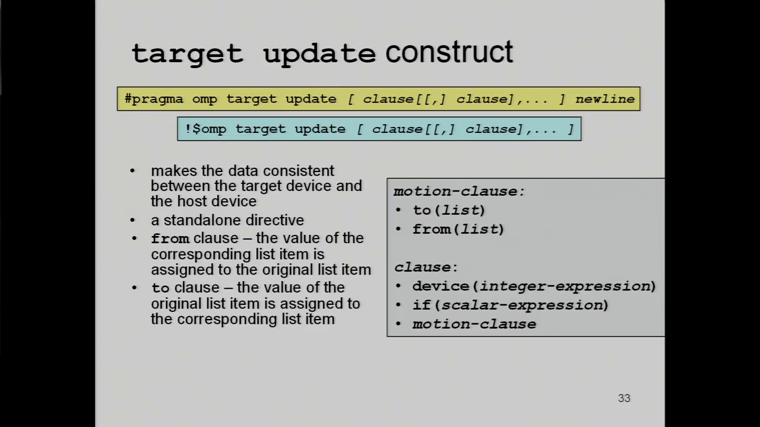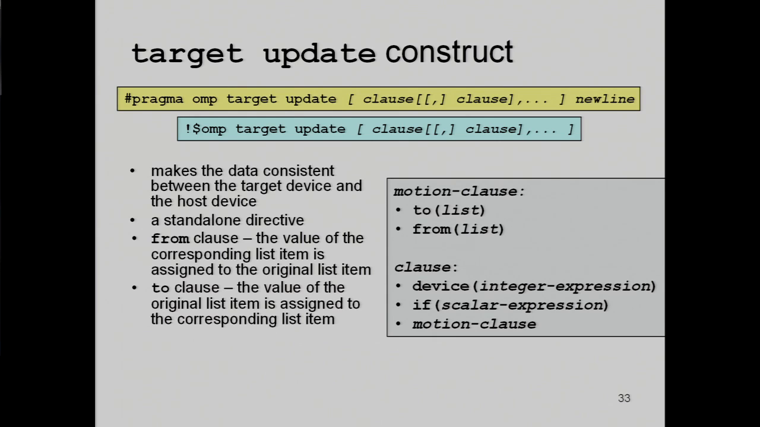Yeah. I already introduced this target update construct. This is to update data either from the host to the device or from the device to the host. So the whole idea is to make the data between the host and the device consistent. This is a standalone directive, which means there's no code attached to it. And there are two clauses, at least, the important ones; the others are just the same: the device clause and the if clause. The to and from clauses mean to the device or from the device.